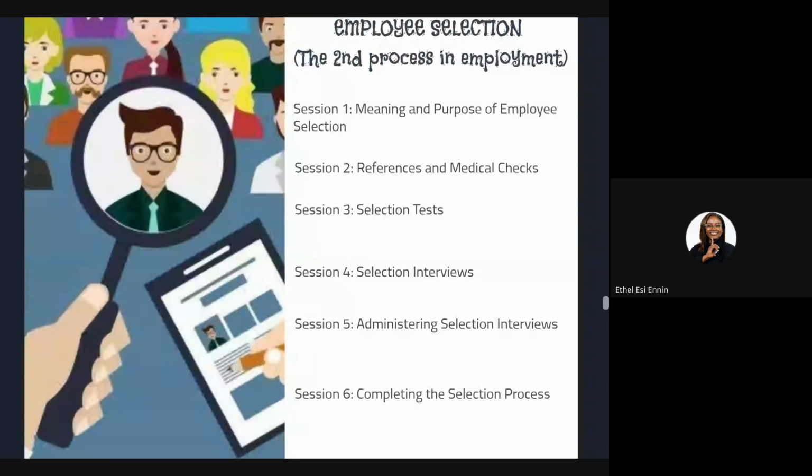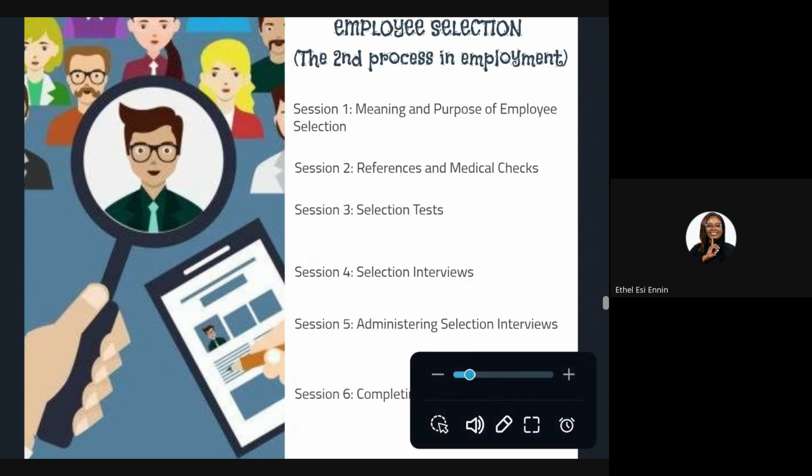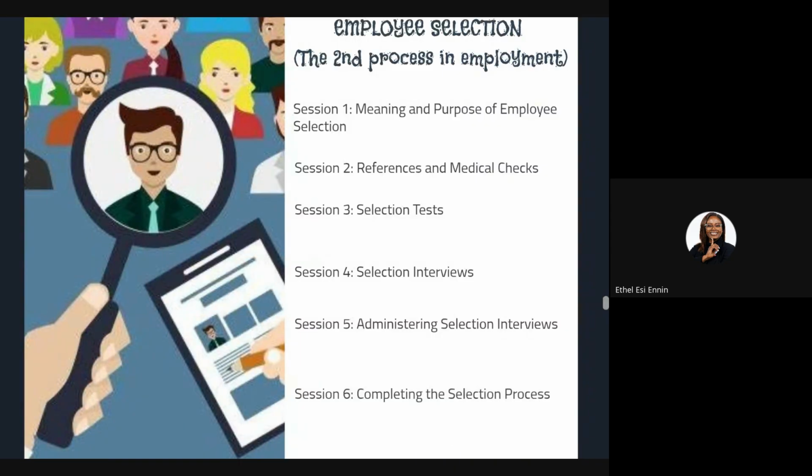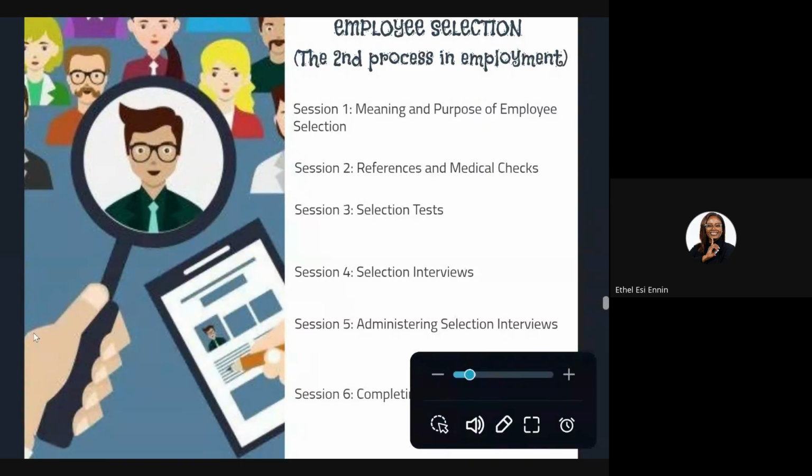Can we quickly go through the selection interviews? I guess most of you have gone through that. That is the selection interview process. I have one, a pending one.